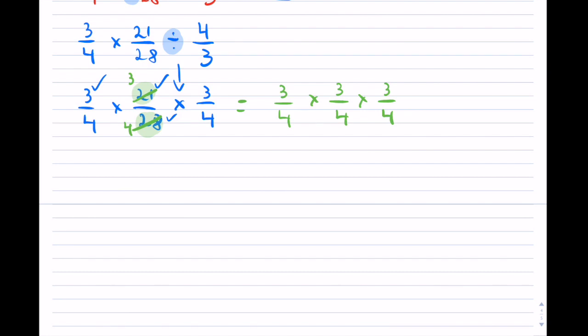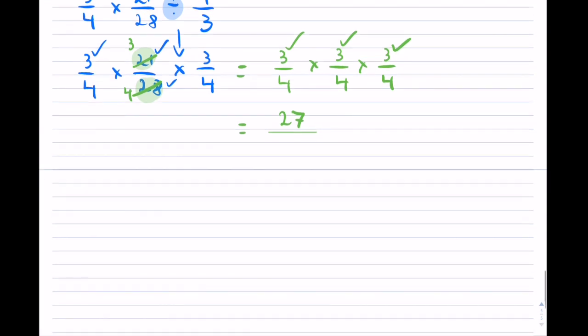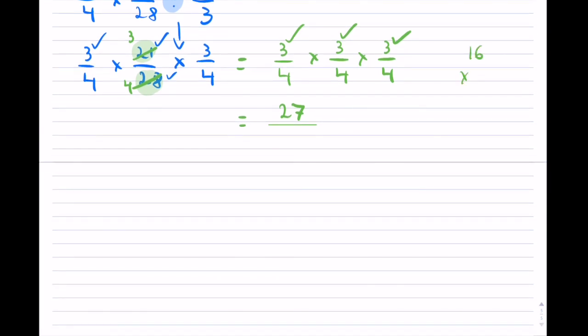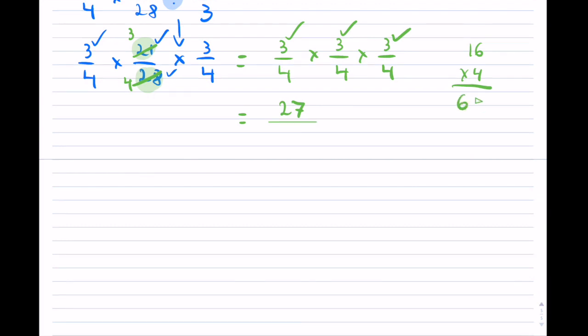And now we evaluate, so we multiply. 3 times 3 is 9, times 3 is 27. 4 times 4 is 16. Now 16 times 4. If you like, you can just check this for yourself. And now notice that you are done.